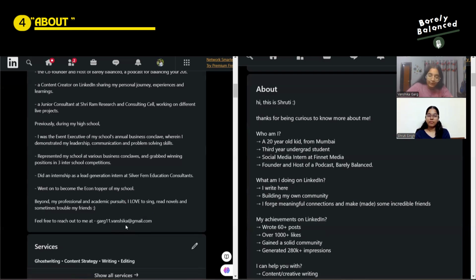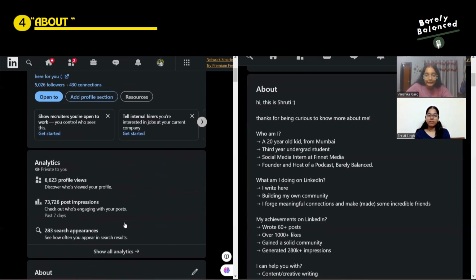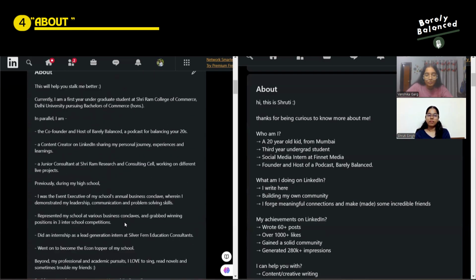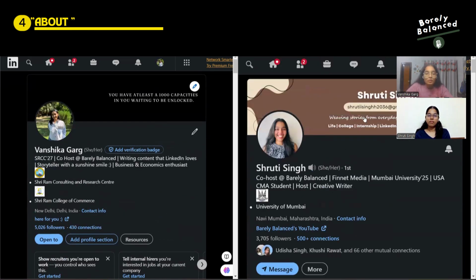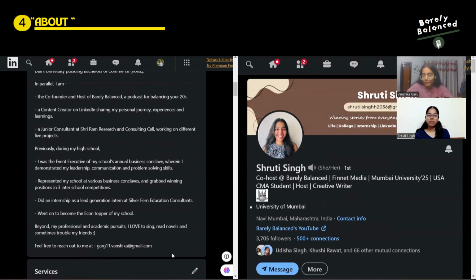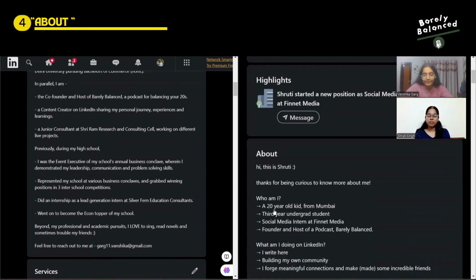And at last, you can provide your email ID. You can also write your LinkedIn. You could also mention your email ID in your LinkedIn banner, as Shruti has done. Or also, you could just mention it in the about section at the last. Both of them work.